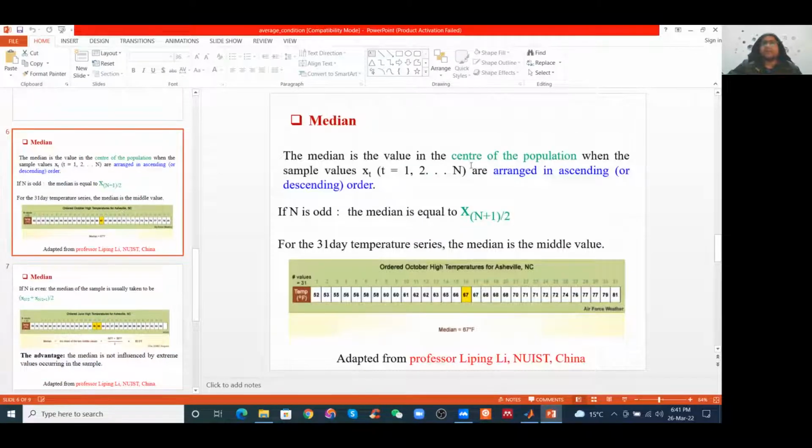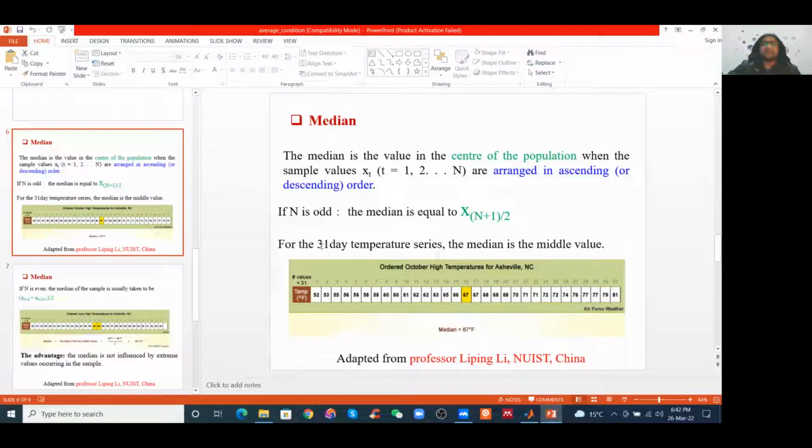The median is the center of the population. When you have x_t values, you should arrange them in ascending or descending order. But for the median, it depends on the time series data. If the number of elements is odd, then you have to calculate like this equation. You need to use this equation.